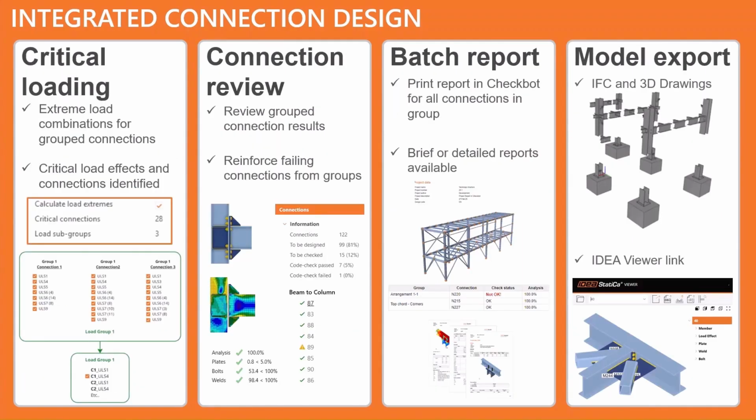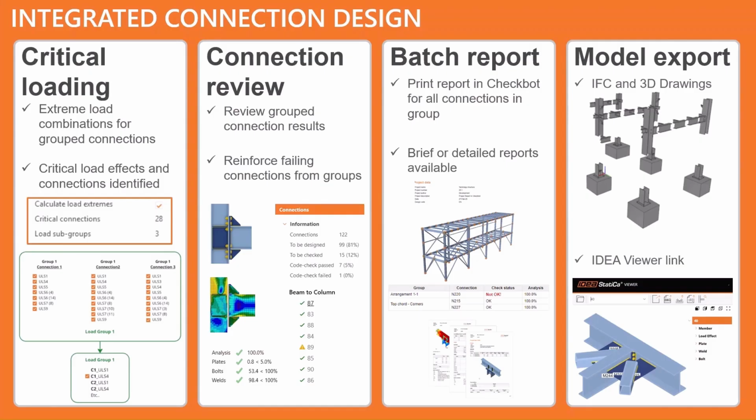Now, let's say you imported your information into Checkbot, created your groups, and modeled your reference geometry for your connection. You can also get more efficient with this next step, which is the critical loading. Here is basically where the extreme load combinations are identified within the group and are applied for that analysis. So this makes your analysis time a lot faster because the group connections are already similar, so there will be a lot less load combinations that you will need to analyze for within that group.